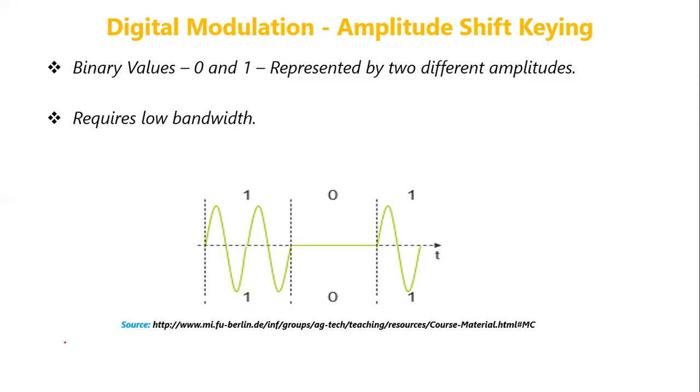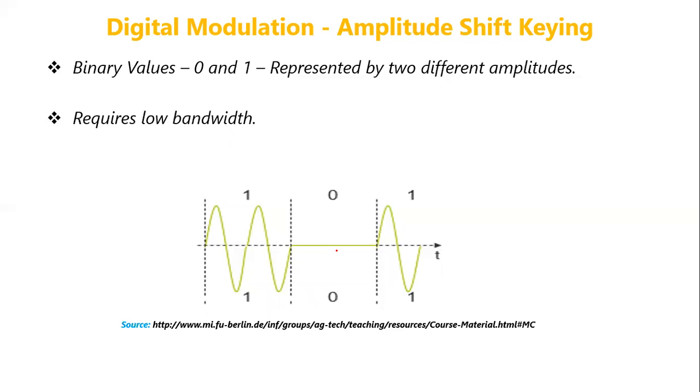You can see in this diagram, if it is 1, it is represented with one particular signal with one amplitude. If it is 0, there is no signal. The amplitude is 0. Again, if it is 1, the signal is transmitted with that amplitude. Whenever there is a 1, the signal will be transmitted with one particular amplitude. If the value is 0, then no signal will be transmitted. This is how amplitude shift keying works.